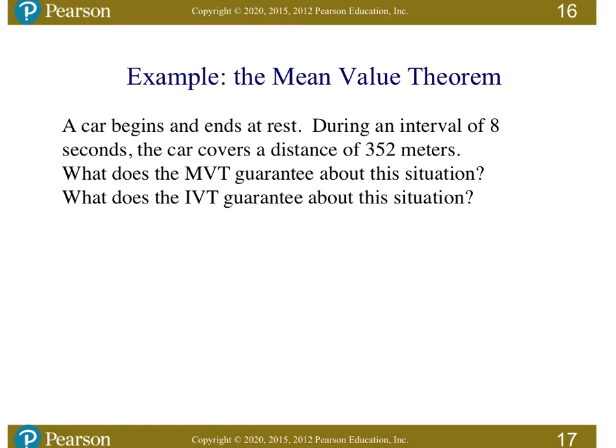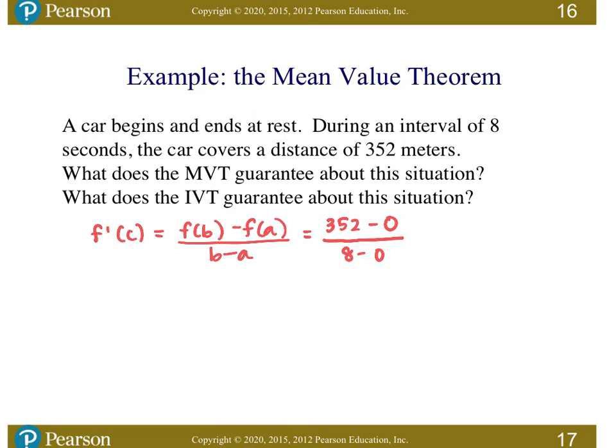All right, the mean value theorem, what does it guarantee? Well, the mean value theorem guarantees an f prime of c must equal f of b minus f of a over b minus a. F of b is the end, that's 352, minus the beginning, which is 0 because it begins and ends at rest, and then 8 minus 0. So then we end up with 352 divided by 8. So we have 44.